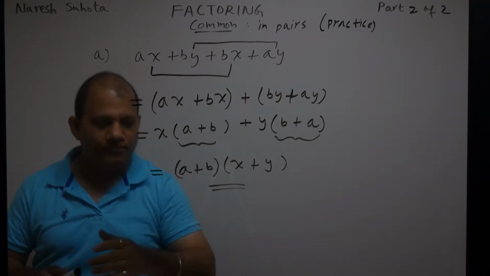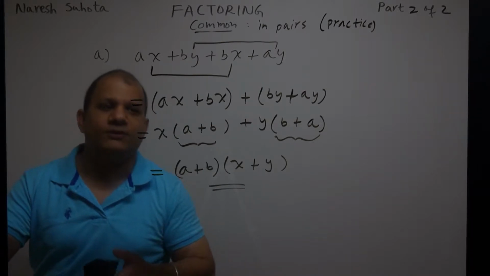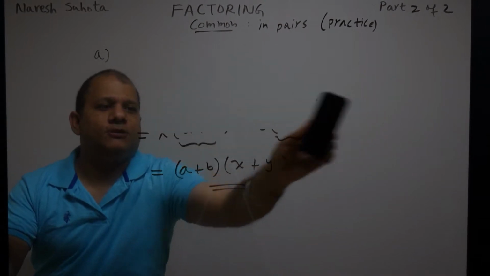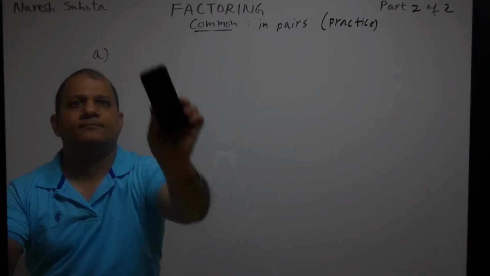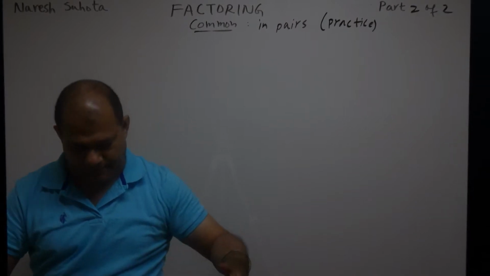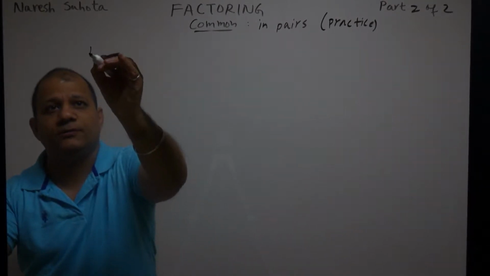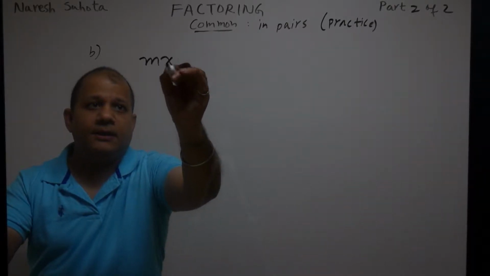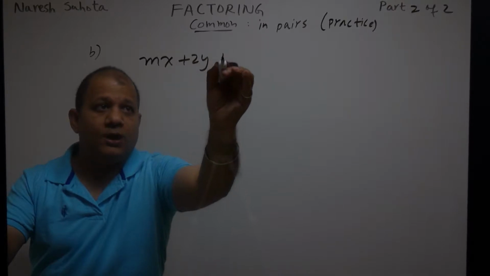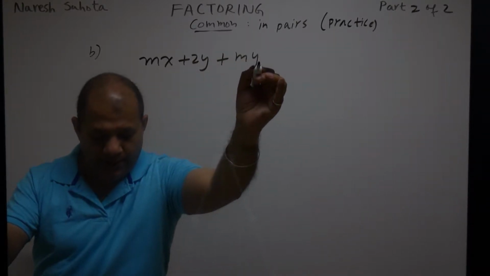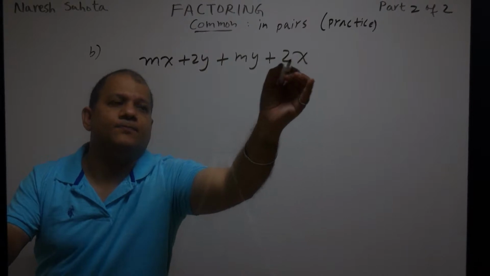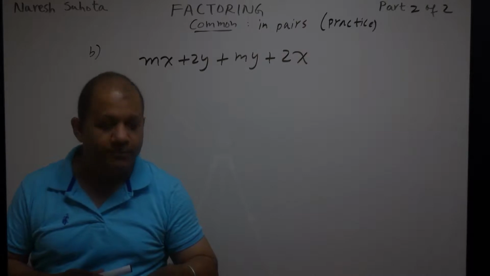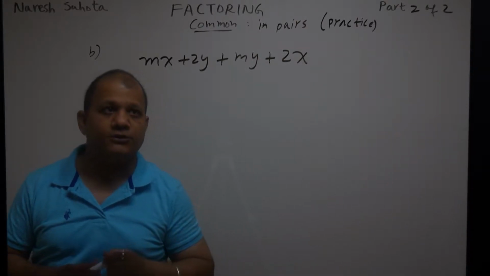Alright, so we'll do a few more examples. So we'll do the next question. Question B. We're given mx plus 2y plus my plus 2x. So mx plus 2y plus my plus 2x. Make sure you copy the question correctly.